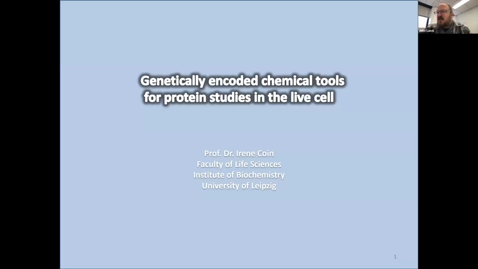Institute of Biochemistry. So Irene hails from Italy, where she got her bachelor's in the Conservatory of Vicenza. She went on to get her master's in chemistry at the University of Padua, Italy, with a focus on organic chemistry and biochemistry. She received her PhD in chemistry from the University of Leipzig in Germany, with a focus on solid phase synthesis of peptides.